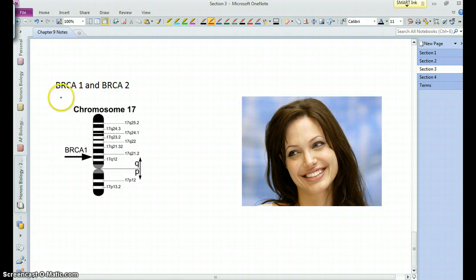You can see this BRCA1 gene is found on a particular part of chromosome 17, and it's a gene that helps control the cell cycle. Certain mutated versions of this gene give you a greater chance of having cancer.